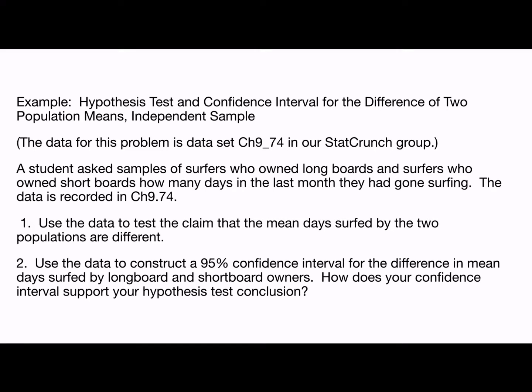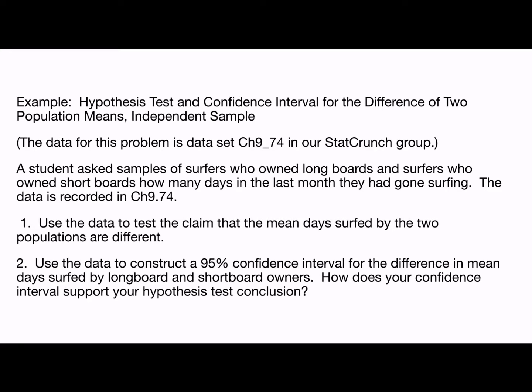This is an example of a hypothesis test and confidence interval for the difference of two population means with independent samples. The data for this problem is in Chapter 9-74 in our StatCrunch group. A student asked samples of surfers who own longboards and surfers who own shortboards how many days in the last month they had gone surfing, and the data is recorded in StatCrunch Chapter 9-74.